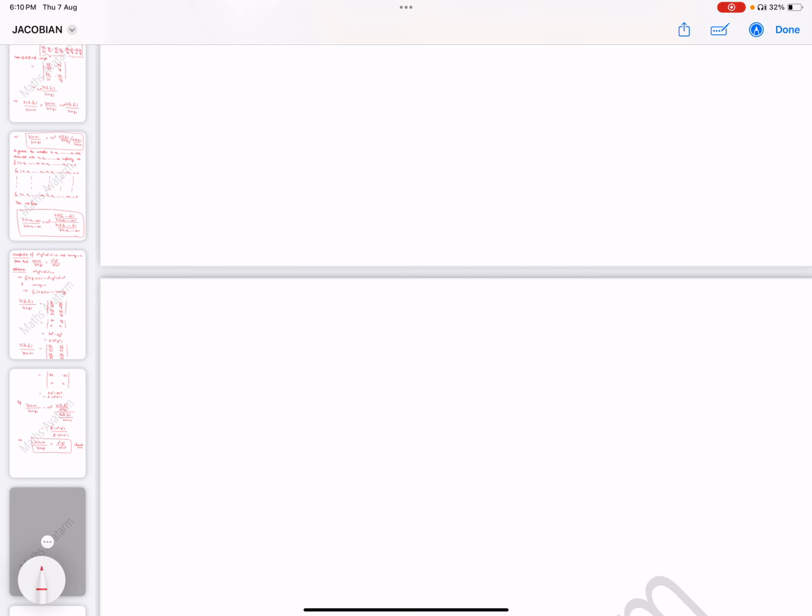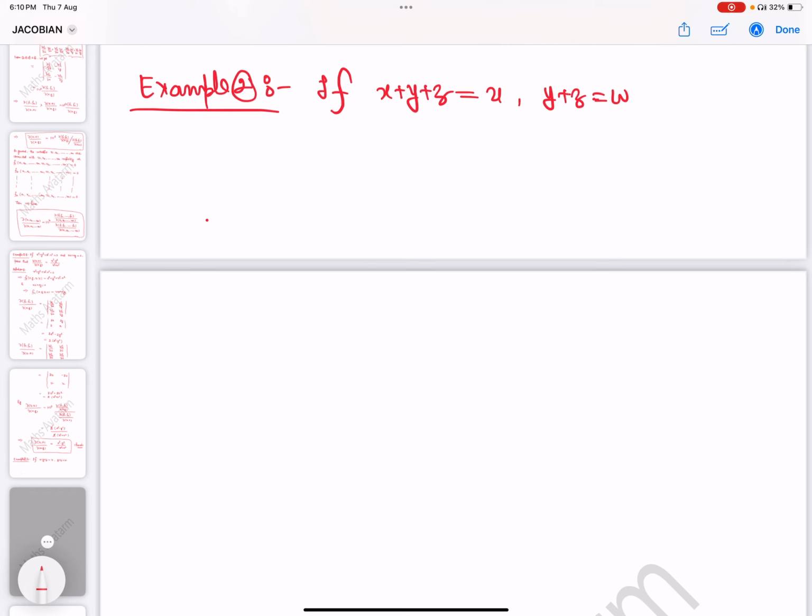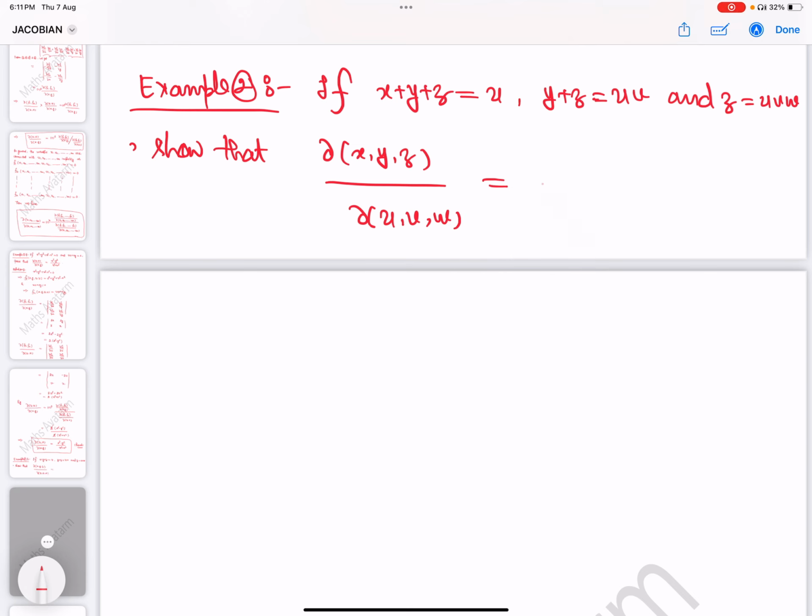So example 7. If x plus y plus z is equal to u, y plus z is equal to uv, and z is equal to uvw, so that del (x, y, z) with respect to (u, v, w) is equal to u square v.